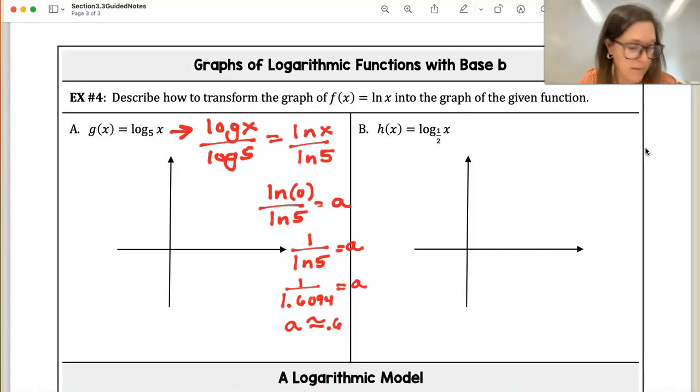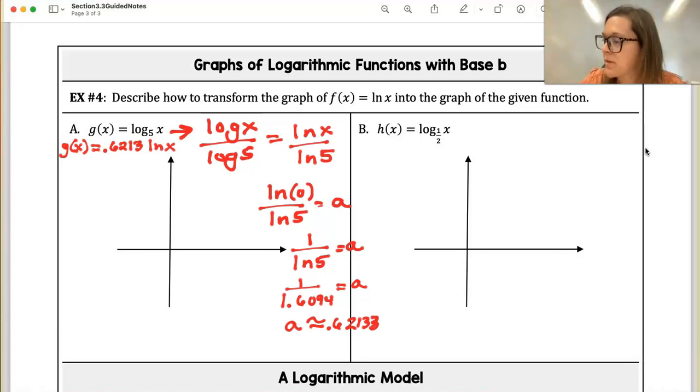Gets me 0.62133. Which I guess I could have just done 1 divided by the natural log of 5 on my calculator. Yeah, I could have. Okay, so my new function written in natural log form is 0.6213 natural log of x.